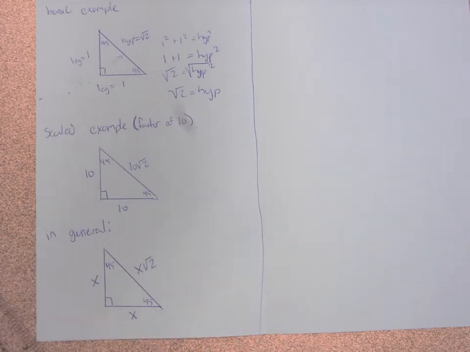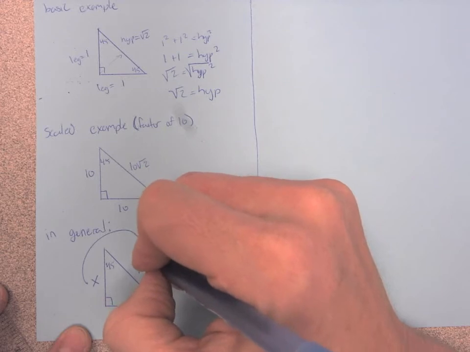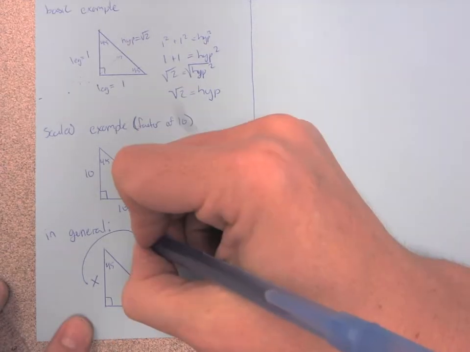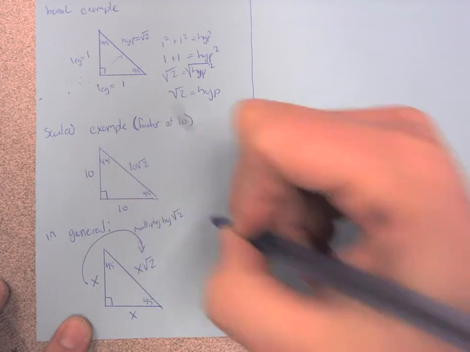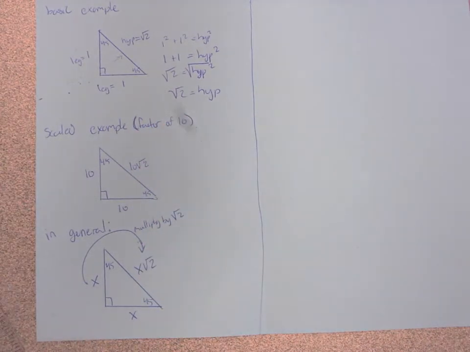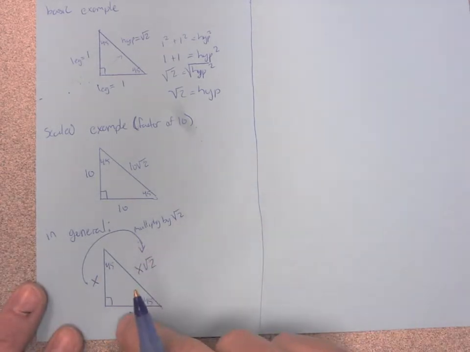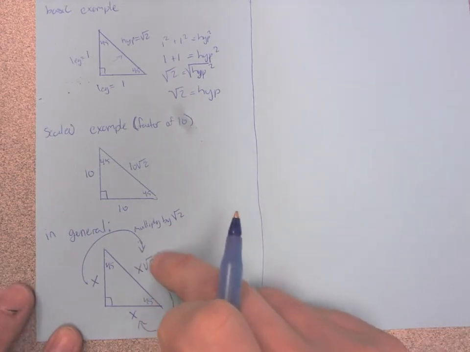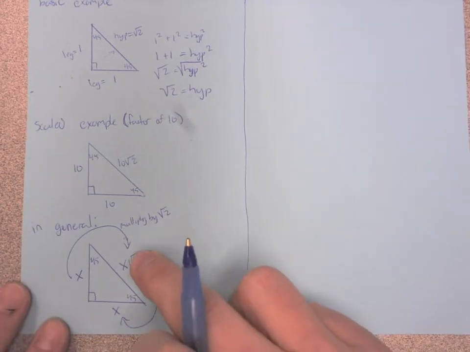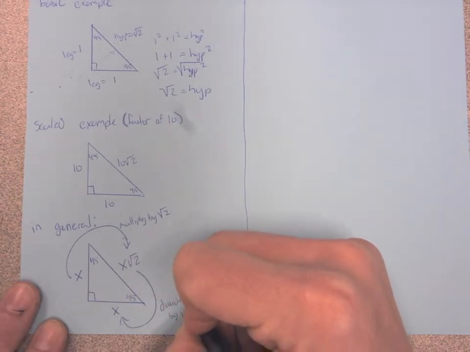Okay, so what we can do here is if we know one of the legs, we can easily find the hypotenuse. All we have to do is multiply by the square root of 2. Okay? Now, going the other direction, let's say we knew the hypotenuse and we wanted to find one of the legs. Well, all we would have to do is do the opposite. We know this guy's bigger, square root of 2 times bigger. So if we want to go the other way, we just need to divide by root 2.